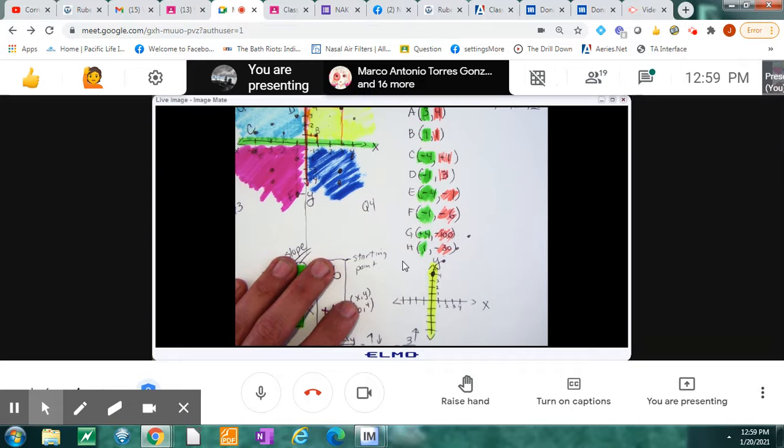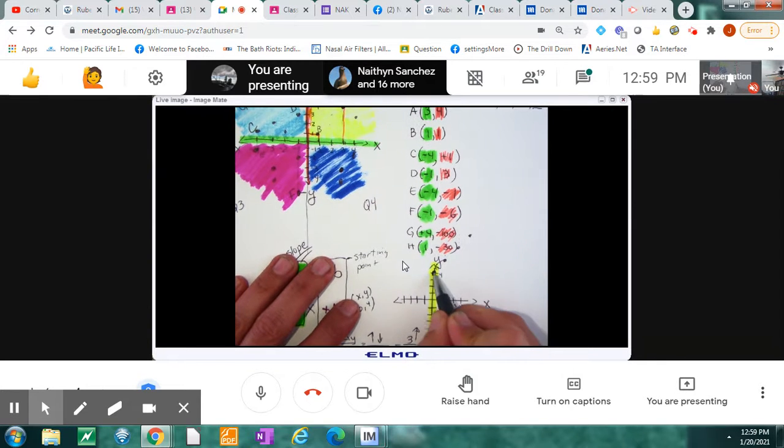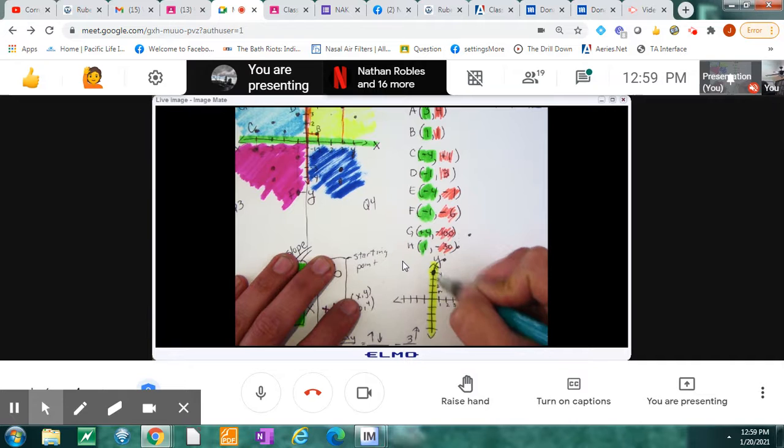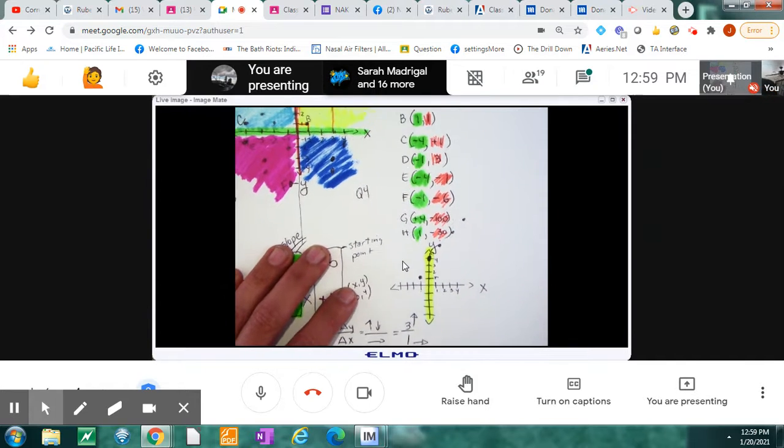Ready? Now we're going to go the opposite. Instead of going up, I'm going to go down. 1, 2, 3. But if I go to the right, then I'm going to have a weird line, right? So I want to go to the left. 1, 2, 3, and then 1. So it's a little bit off. So ready? 1, 2, 3, 1.